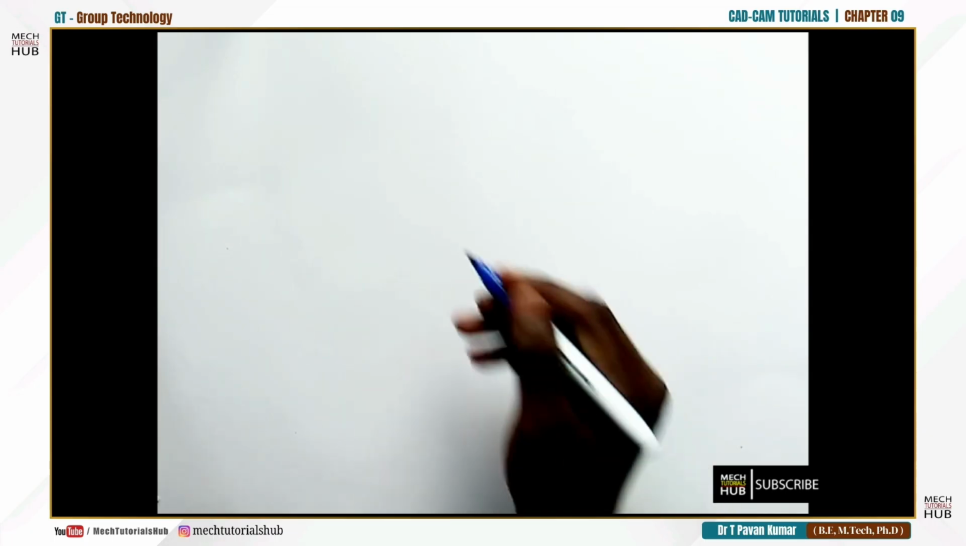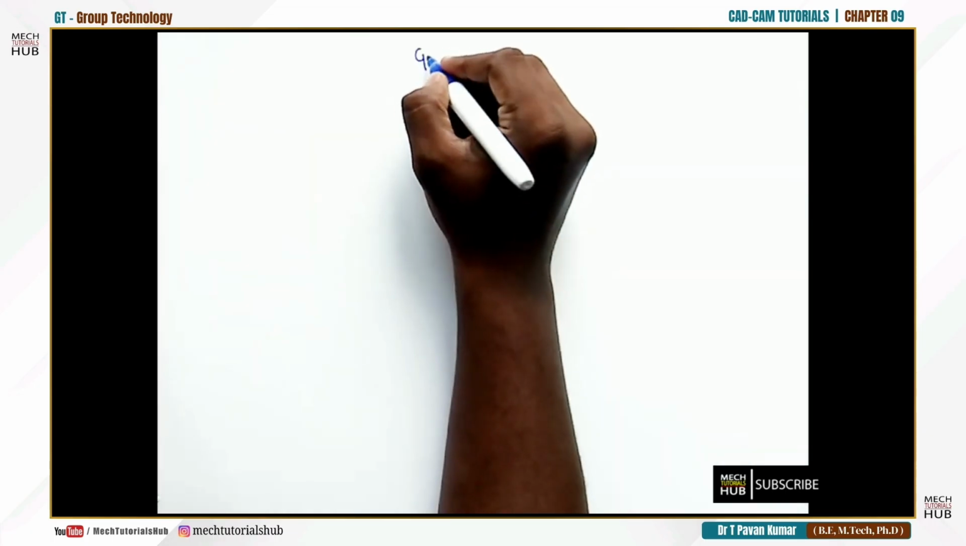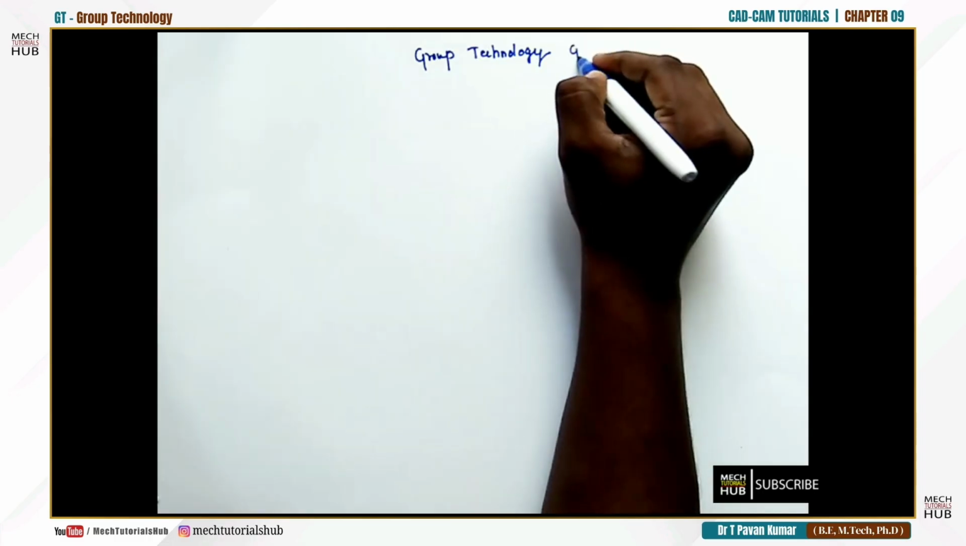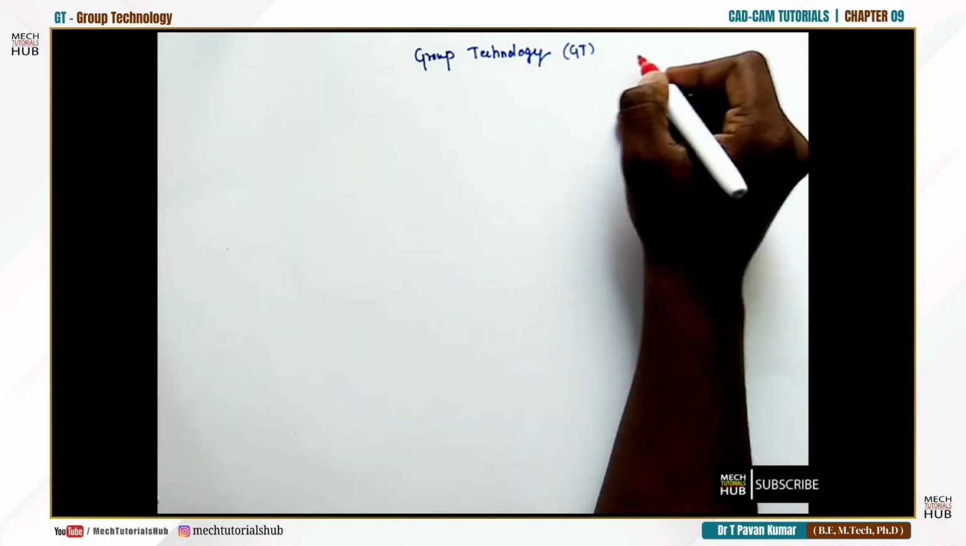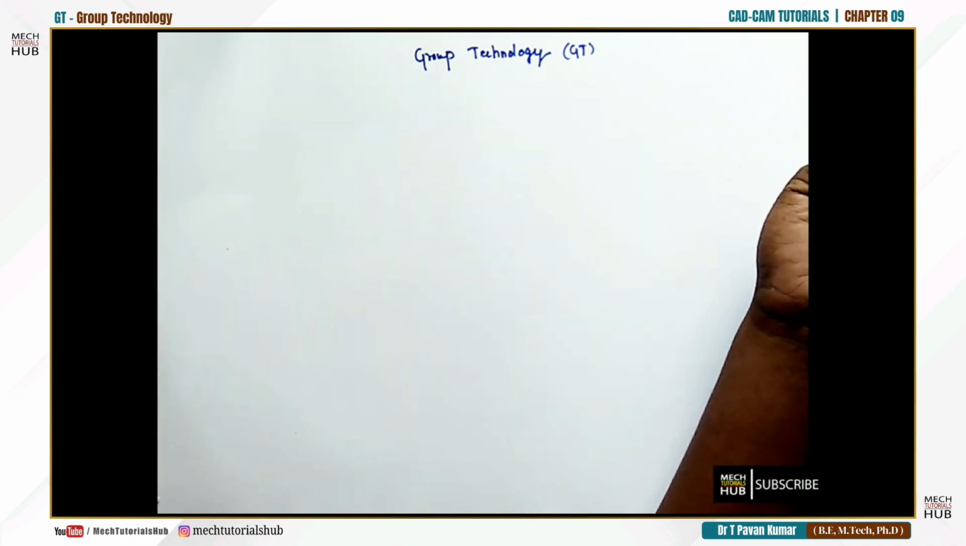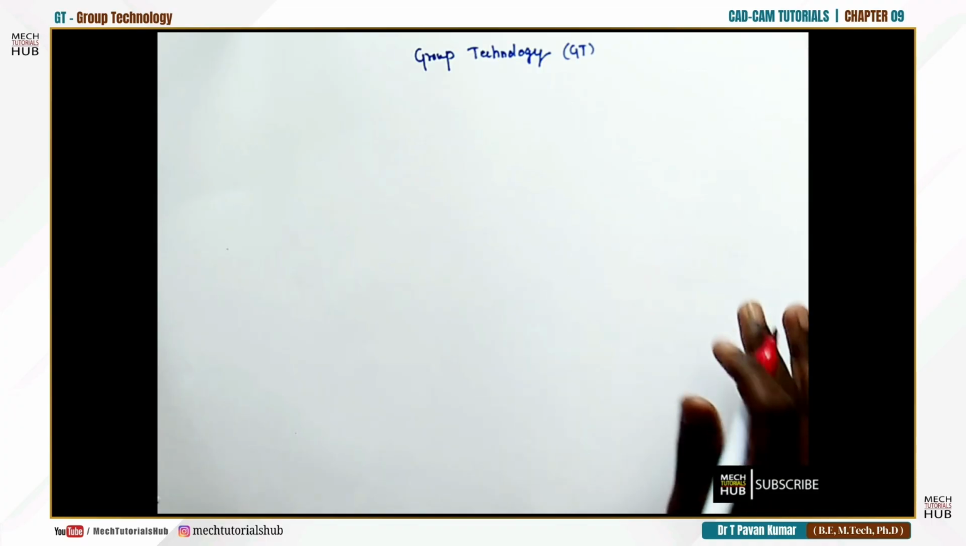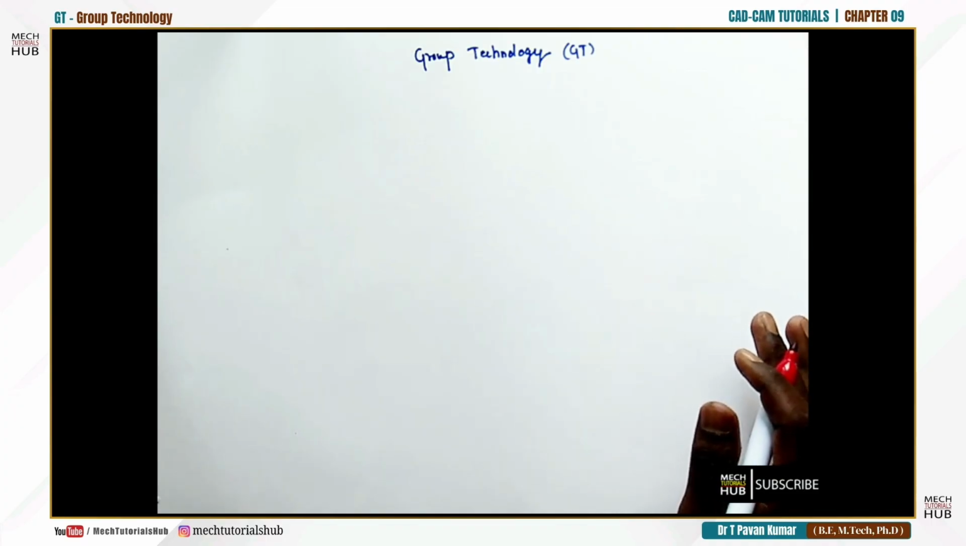Hello everyone. Our today's topic in CAD CAM is group technology. Group technology, in short, we call it GT. How does it help? Group technology helps the manufacturing process in many ways, where with the help of this particular group technology, we can improve productivity and we can reduce the lead times and setup times. There are many related advantages.